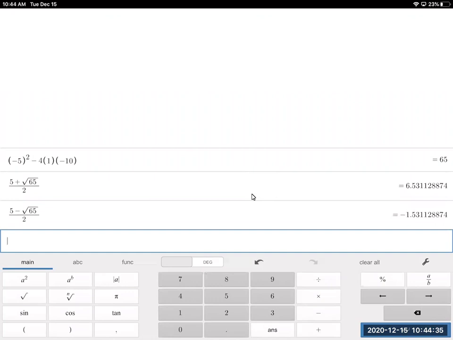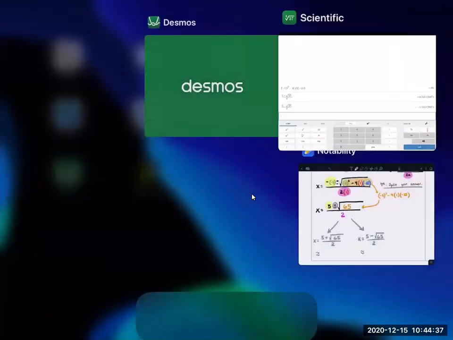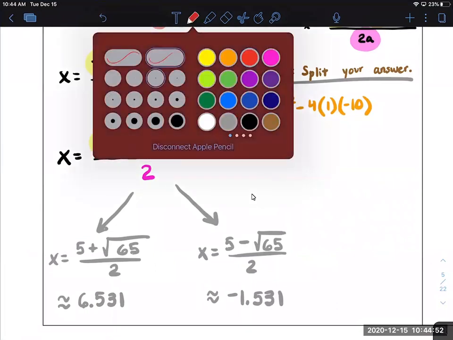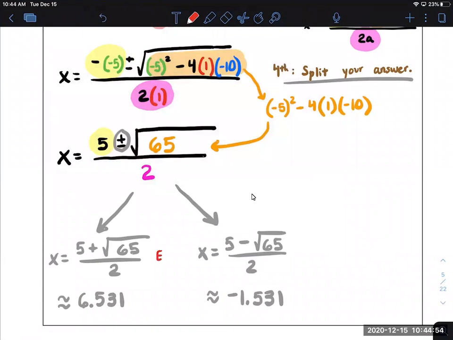Use your 3 places after the decimal. So here we got 6.531. And then the other side was negative 1.531. So those are your approximate answers. So exact, approximate.